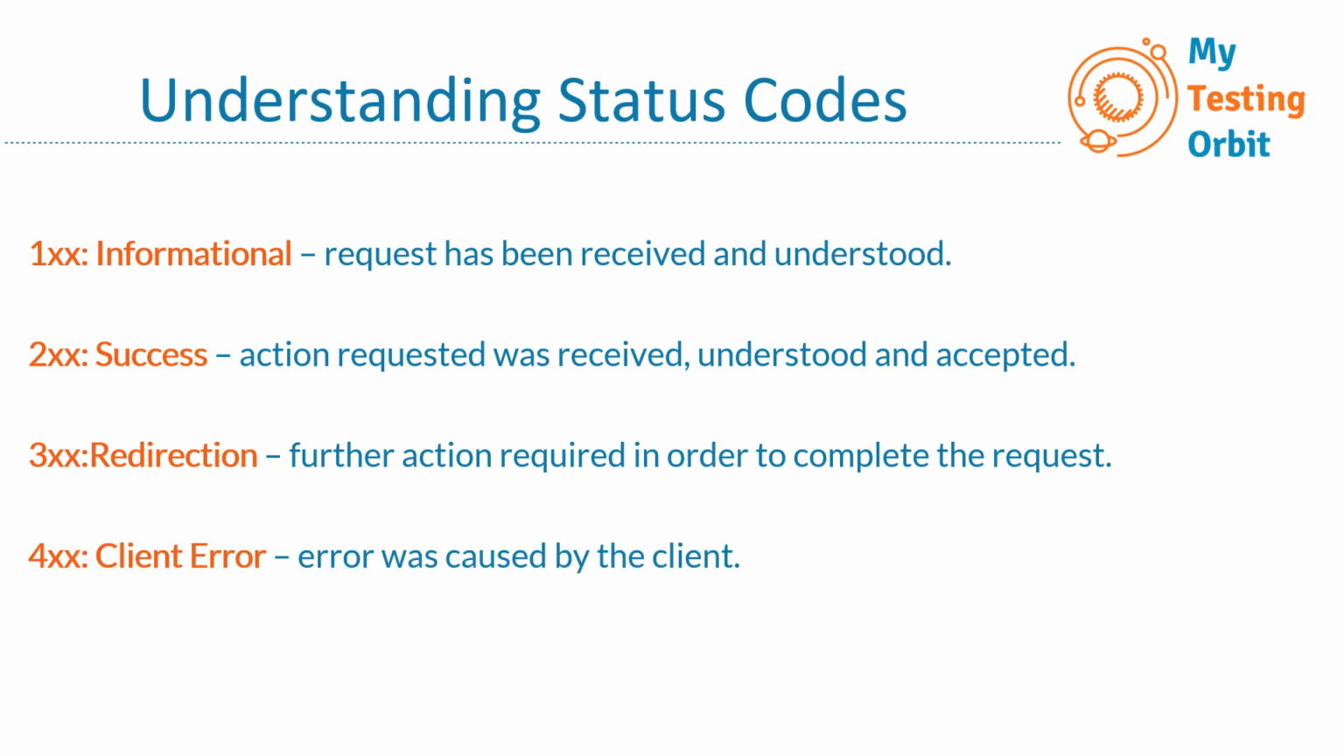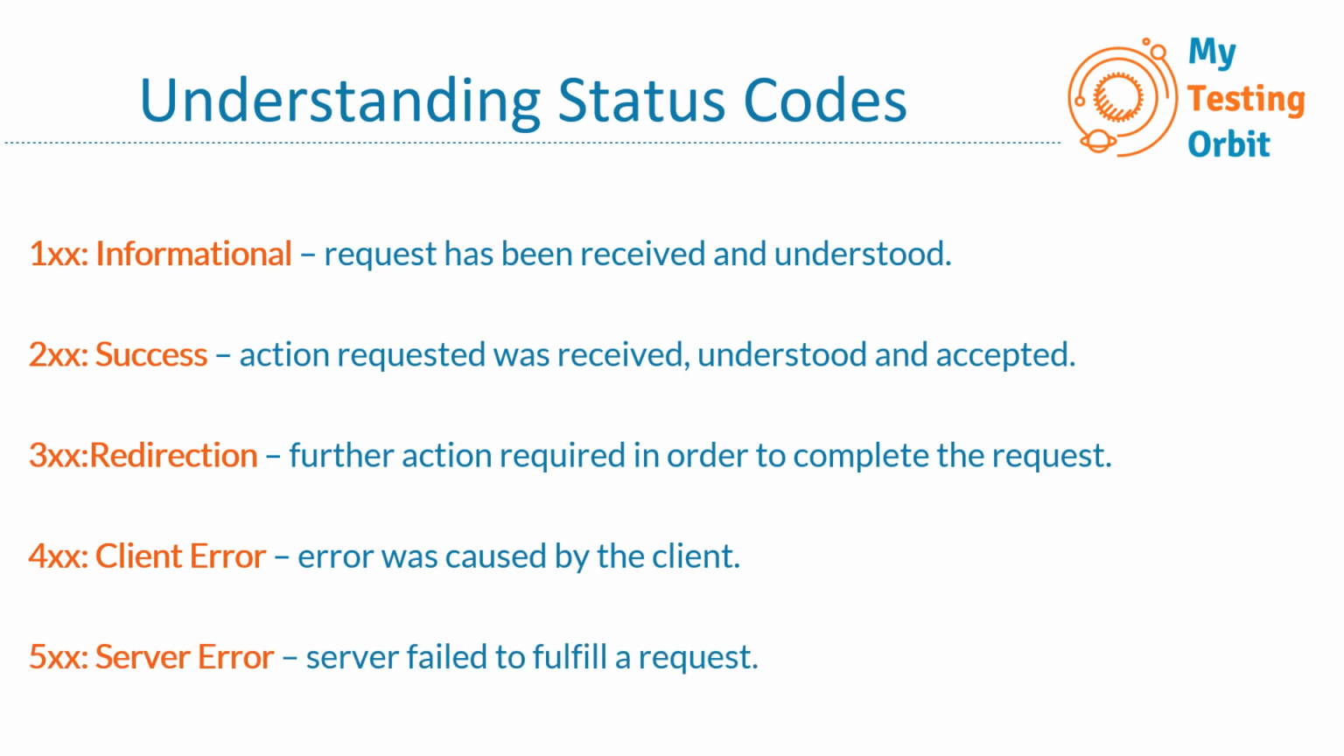Then any status code starting with 4 shows a client error, that the error was caused by the client. Many times you would have seen the 400, which shows bad request, that the server did not understand the request which was sent. Then there is 403, which means forbidden, that access to the requested page is forbidden.